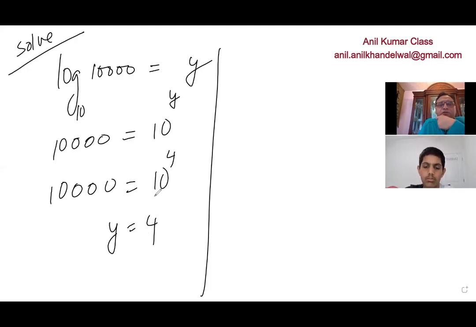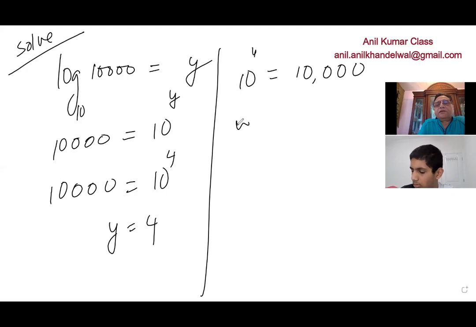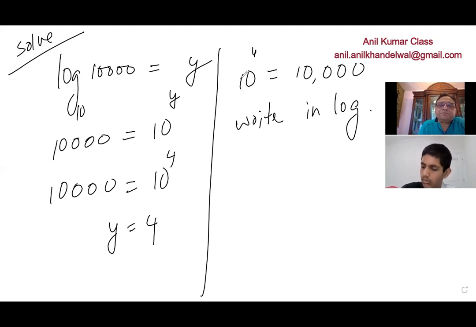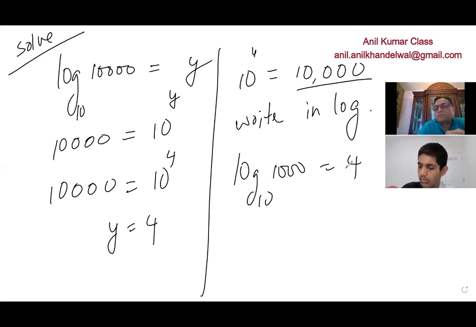how can I write 10 to the power of 4 equals 10,000 as a logarithmic equation? Let's go back. Let's say 10 to the power of 4 equals 10,000. This is exponential, write it in log. You know the base is 10, and that is the result, 4, right? Yeah. So we say log to the base 10 of this number, which is 10,000, is equal to 4.